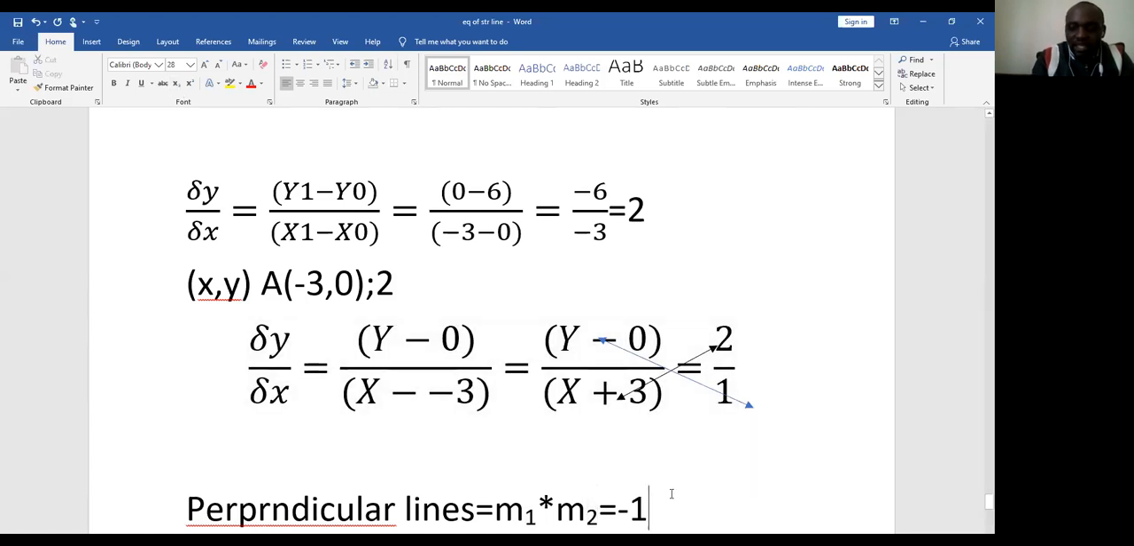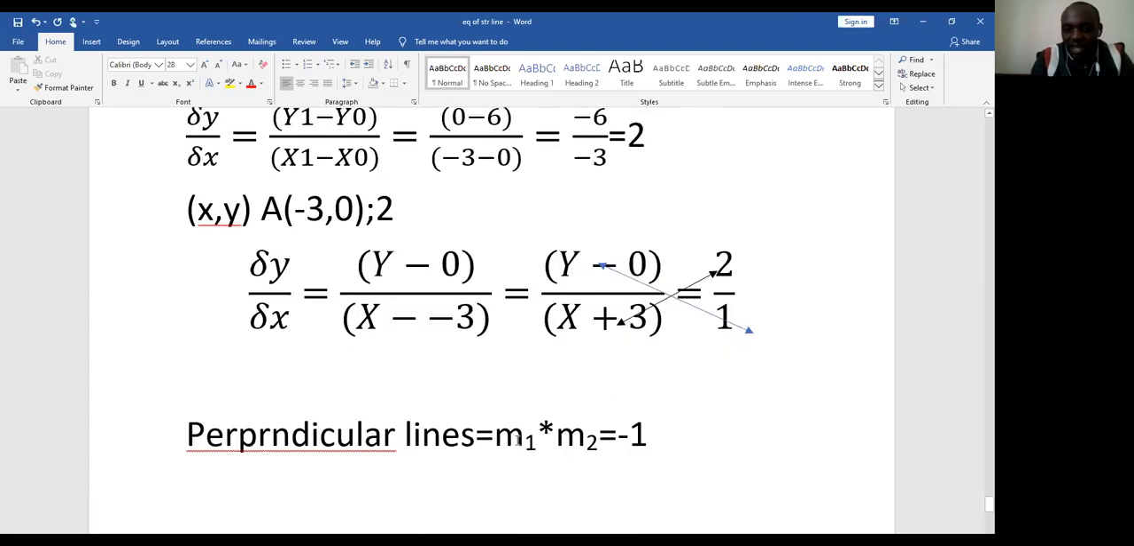M1 meaning M is a gradient. So M1 is the gradient of line 1, M2 is the gradient of line 2. Now the line that you have been given here is written y plus 4x is equals to 6. I'm hoping I've copied it the right way.